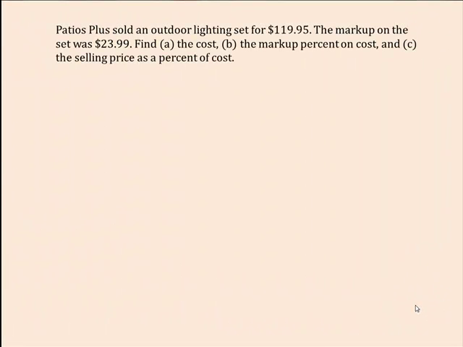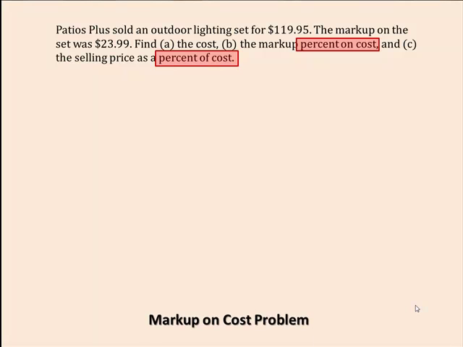Patios Plus sold an outdoor lighting set for $119.95. The markup on the set was $23.99. So we need to find A, the cost, B, the markup percent on cost, and C, the selling price as a percent of cost. In looking at our problem, we immediately see that percent on cost and percent of cost tells us that this is a markup on cost problem.